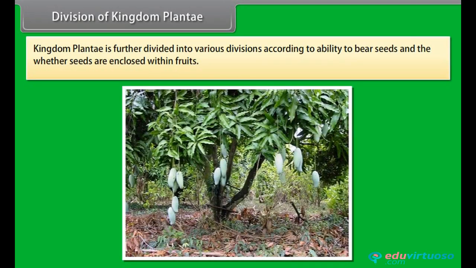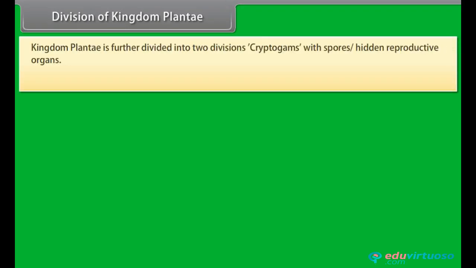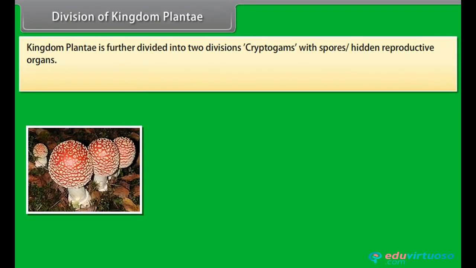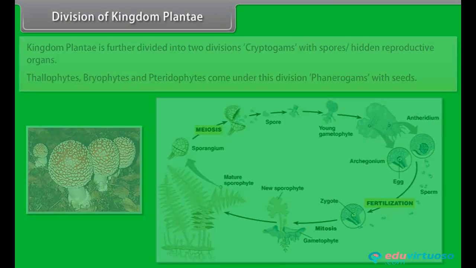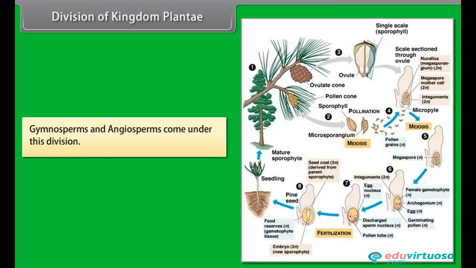Kingdom Plantae is further divided into various divisions according to the ability to bear seeds and whether the seeds are enclosed within fruits. Kingdom Plantae is further divided into two divisions: cryptogams, with spores and hidden reproductive organs. Thallophytes, bryophytes, and pteridophytes come under this division. Phanerogams, with seeds. Gymnosperms and Angiosperms come under this division.